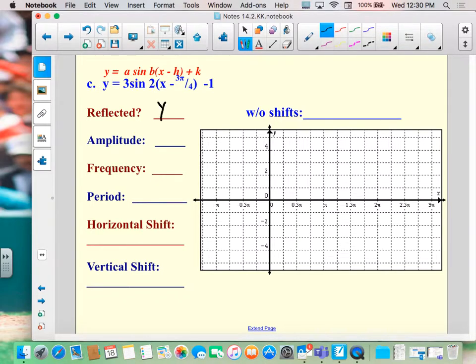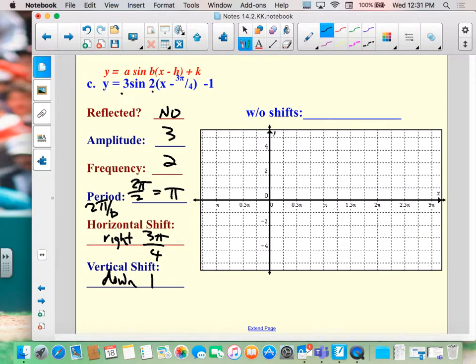It does not have a negative sign, so it is not reflected. Why did I put a y there? I have no idea. The amplitude is 3. There's A. B is 2. The period is 2 pi over B, which would be 2 pi over 2, which is pi. So that's a little bit different. The shift is to the right 3 pi over 4, and down 1. So there's your K. Again, this one was nice. Everything was set up A, B, H, K. It's alphabetical. A amplitude, B for period and frequency, H for horizontal, K for vertical.